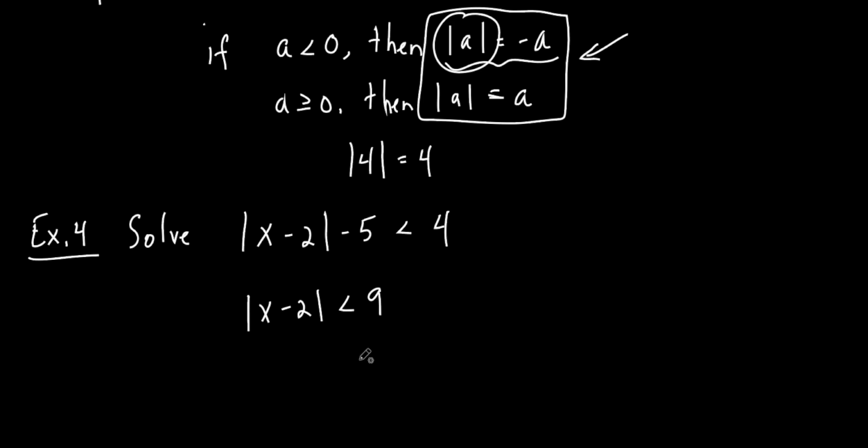So the definition says that I'm going to make that absolute value equal to negative a, and I'm going to make it equal to positive a. So watch what I'm going to do. I'm going to go x minus 2. That's what's inside the absolute value. And I'm just going to make it less than 9. So really I'm applying this bottom one right here. Okay?